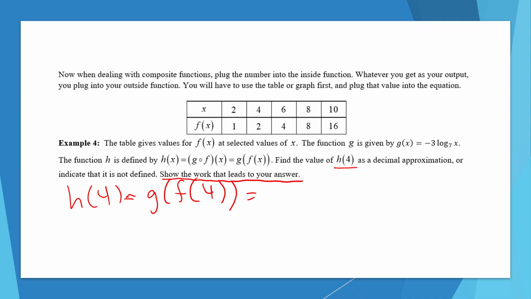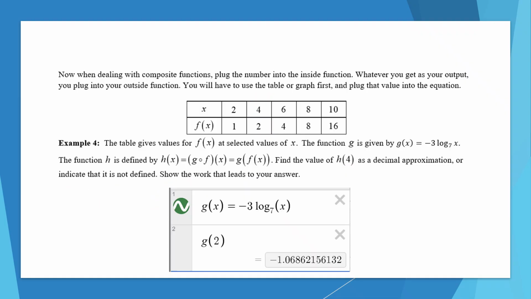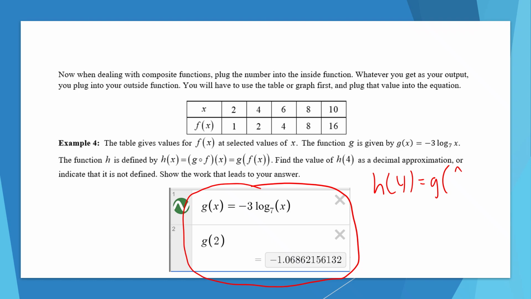So I would literally write this. From this table, f of 4 is 2. So this is equal to g of 2, which is equal to, and then this is where I would use Desmos to plug 2 into g of x, into the equation. So the work I would have shown is I would say h of 4 is equal to g of f of 4 equals g of 2, which equals negative 1.069.